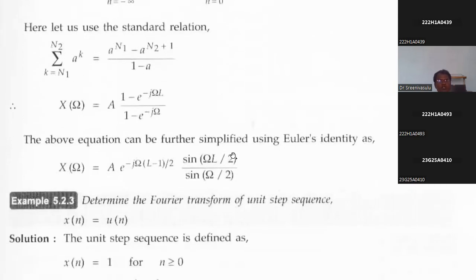Now if you want to convert this into sine terms, you just write 1 is equal to e power j omega L by 2 into e power minus j omega L by 2.